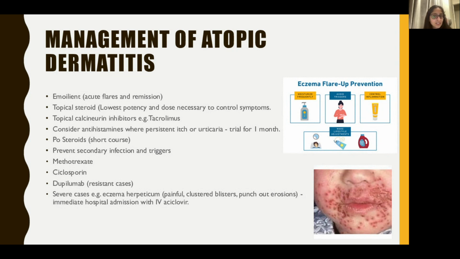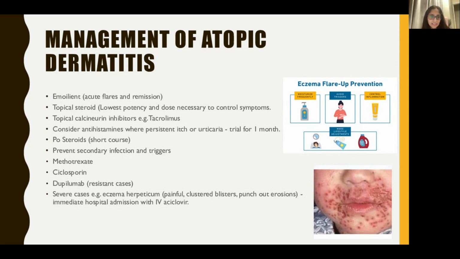Also, tacrolimus, which is a topical calcineurin inhibitor, is used for management of eczema. And also, if there is persistent itching or urticaria, you can consider a trial of antihistamines. Oral steroids may be necessary if it is severe and there is no resolution of the symptoms. And we want to ensure that we're not having secondary infections.